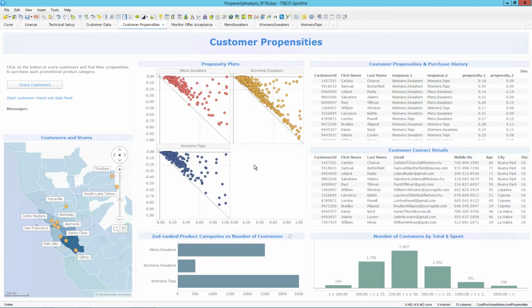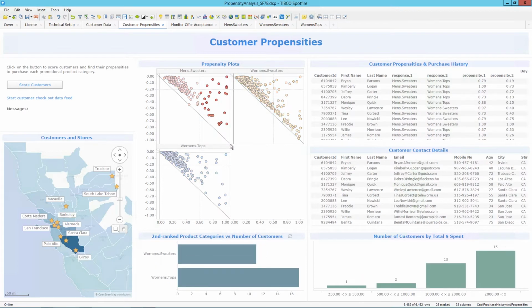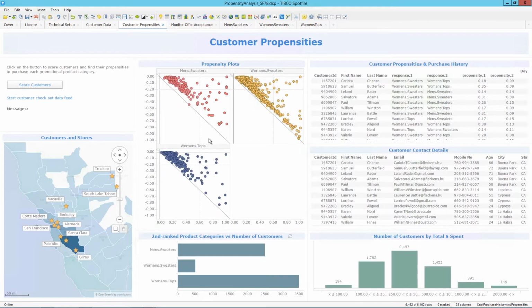Every point in the plot represents a customer who's most likely to buy the product, her top product. The x-axis is the customer's propensity to buy her top product, and the further right we go, the more likely the customer is to buy her top product. On the y-axis, we measure the similarity in the customer's propensity to buy her second-ranked product. The closer to zero the value is, the more likely it is that the customer would also buy her second-ranked product.